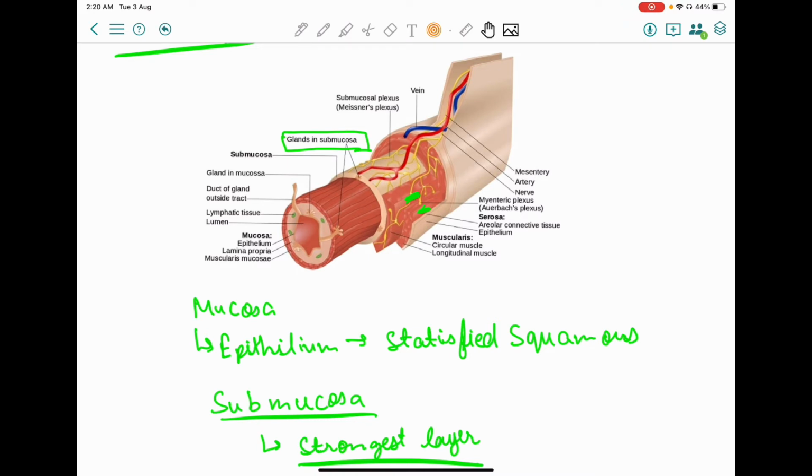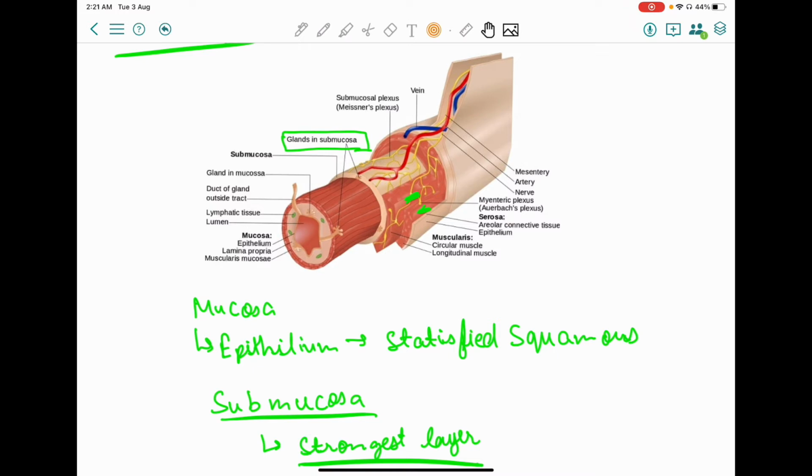And then at last there is serosa and adventitia. I told you there will be either serosa or adventitia, but in the esophagus, at some places there is serosa. Most of the esophagus is covered by adventitia connective tissue, but in some parts there is serosa also.